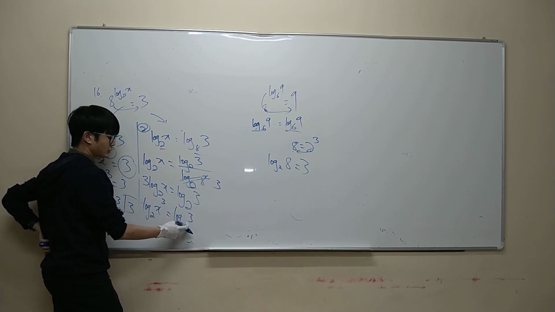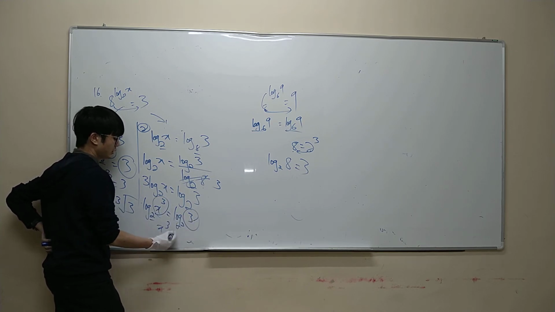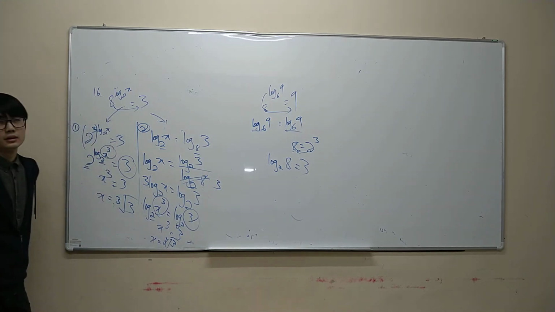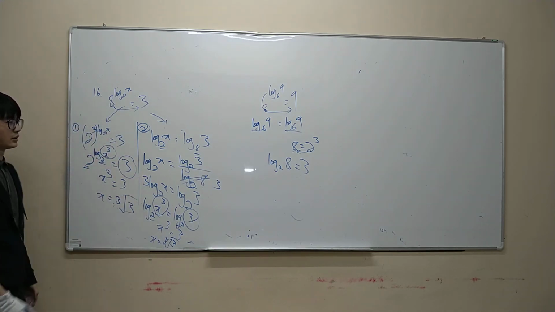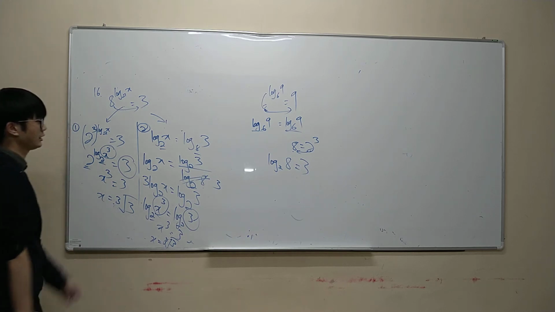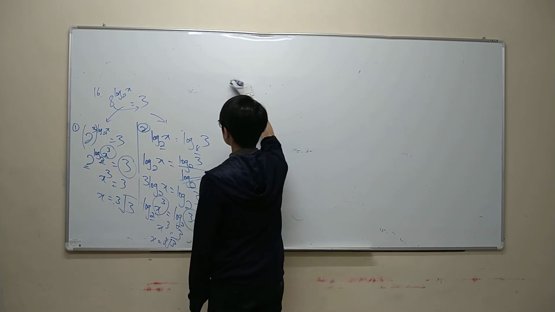So now log equals log. The base is same, so the number here should be the same also. So x power 3 equals 3. X equals the cube root of 3. Alright? Okay, so that's all. Alright? That's all. Next question is number 17.